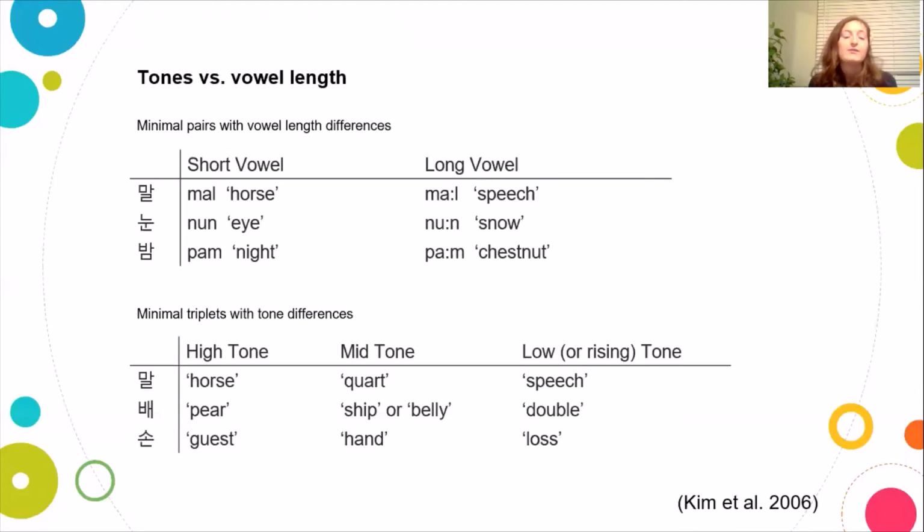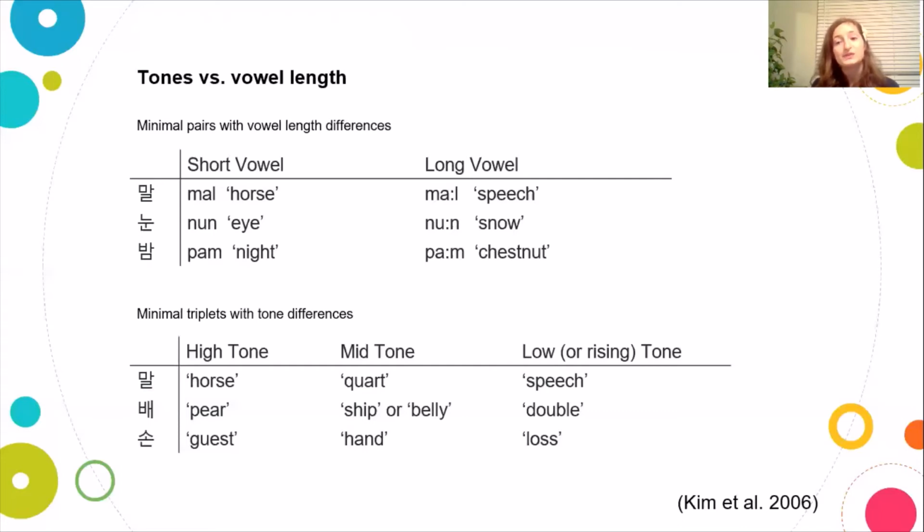And then for dialects that utilize tonal differences, this could be the case. Mal with a high tone could be horse. With a mid-tone, it could mean court. With a low or a rising tone, it could mean speech. Bae with a high tone could mean pear. Mid-tone could be ship or belly. And with a low or rising tone, it could be double.